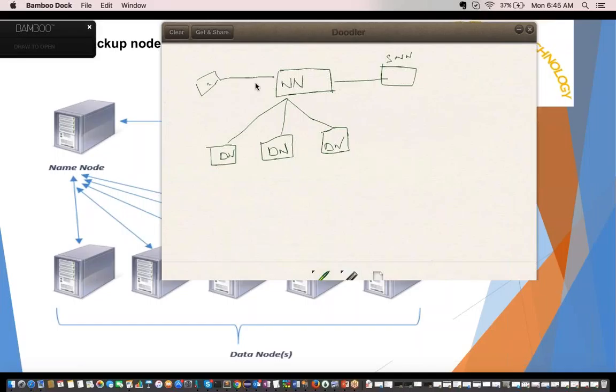One second, guys. Some guys are trying to join, but he's not able to find the meeting ID. I'm just giving the meeting ID to him.